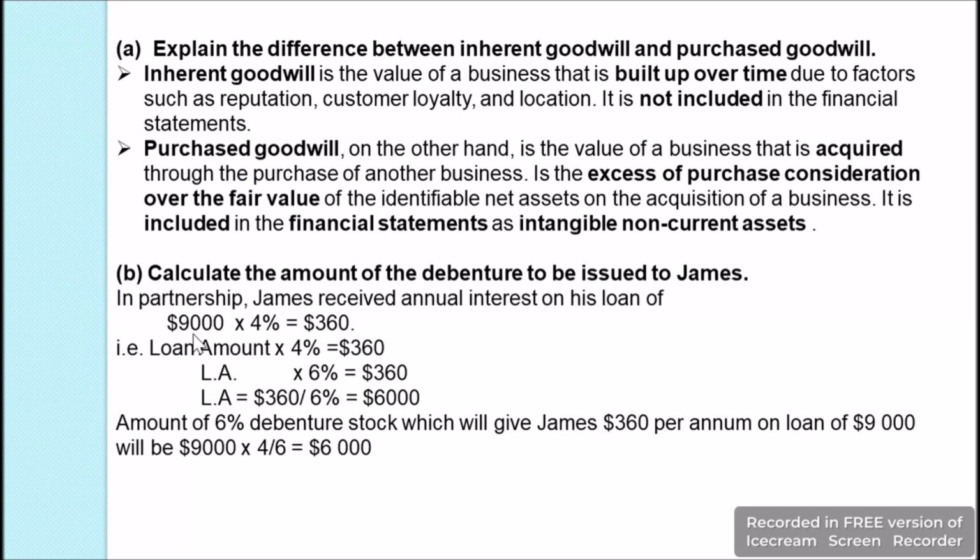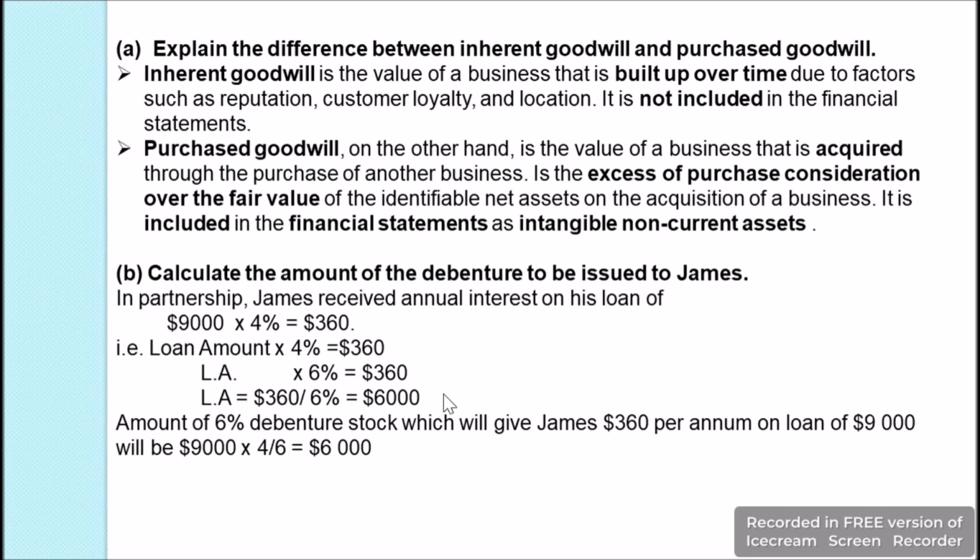How did we calculate this? We took the loan amount times 4%, we got this $360. Now we don't know what the loan amount will be because we have to calculate this and then issue the debentures, and they are saying that they are ready to pay 6% interest, and we should get $360 because this is the interest which has to be paid to James annually. So if we transpose the multiplication to the other side, it will go into division. The loan amount will be 360 divided by 6%, and we get the value as $6,000.